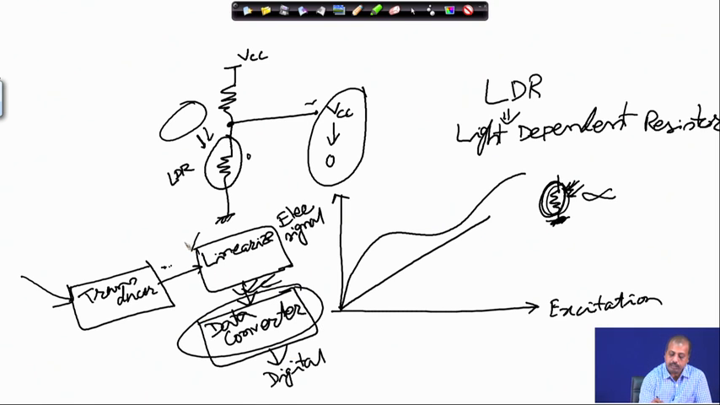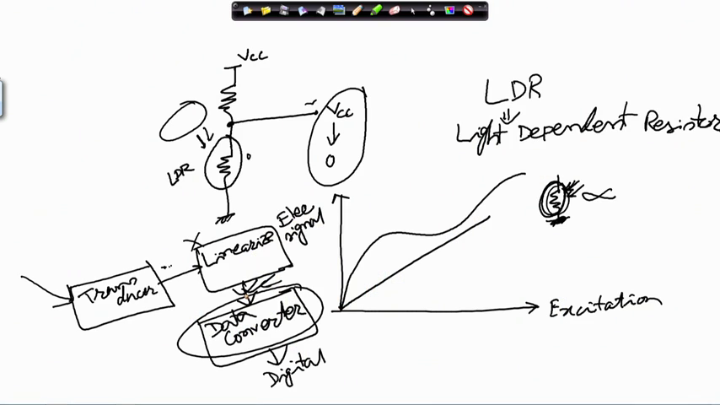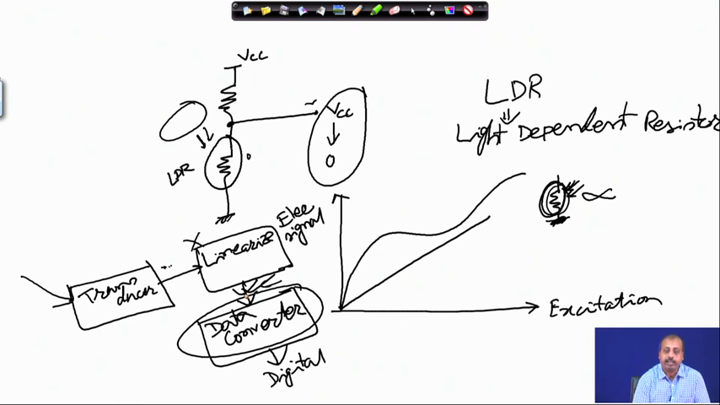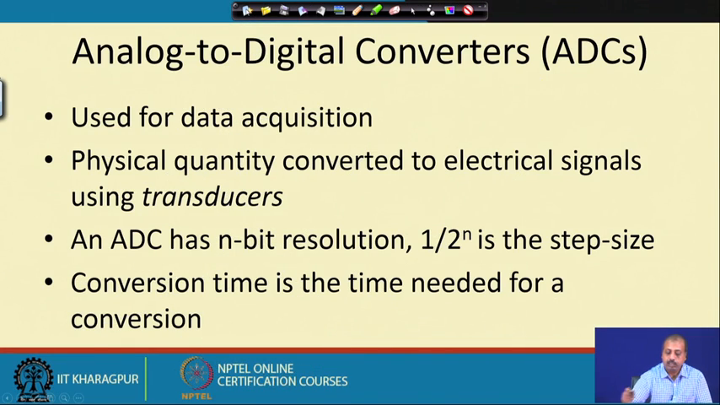So, we do not talk about this linearization circuitry, that you can find in some analog electronics course. We are not going to that. We assume that these linearized electrical signal values are available and then we are going to convert it from analog quantity to digital quantity. The device that is mostly used for this purpose is known as the analog to digital converter or ADC. An ADC can have n bit resolution and 1 upon 2 power n is the bit step size.